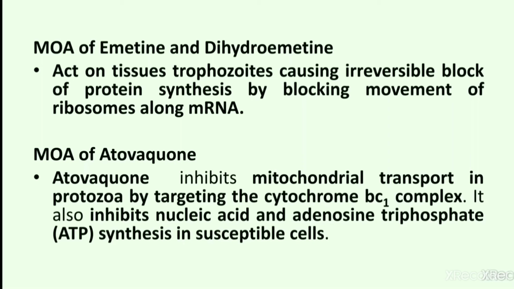Mode of action of atovaquone. Atovaquone is an inhibitor of parasite mitochondrial electron transport. It generally does so by targeting the cytochrome bc1 complex. It is also believed to inhibit nucleic acid and adenosine triphosphate (ATP) synthesis in susceptible cells.